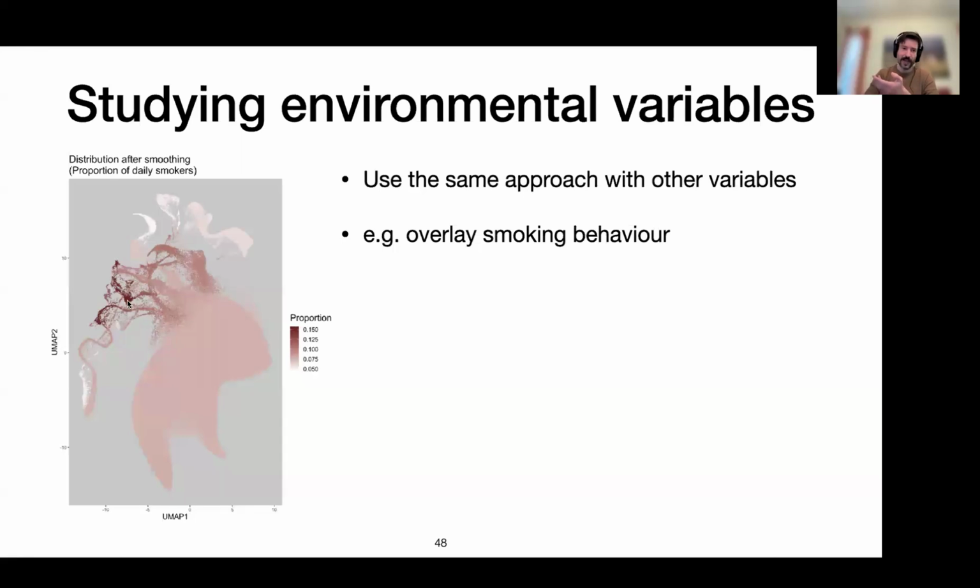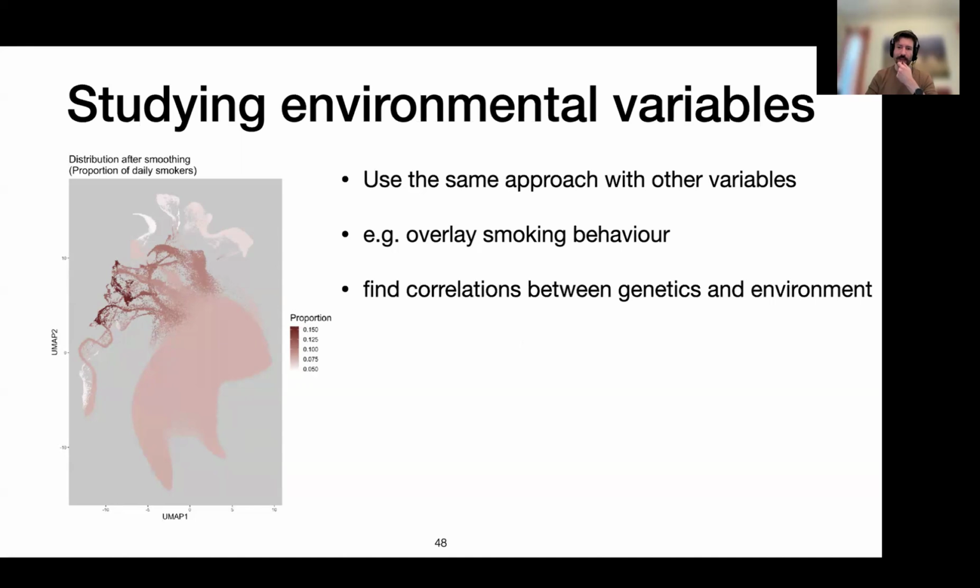But you can see here there are patterns. So, the darker clusters, these tend to have higher than average smoking rates. The lighter clusters tend to have lower than average smoking rates. So you can do a lot of very interesting stuff, find a lot of really cool correlations between genetics and the environment.